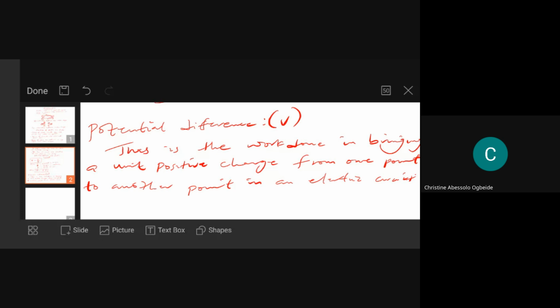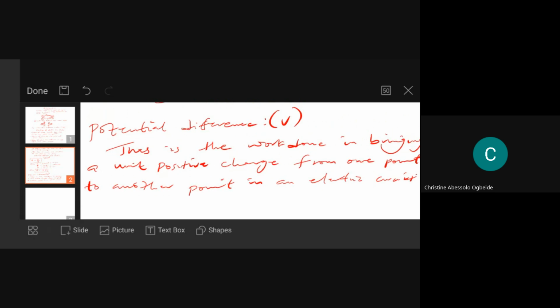Remember, every conductor has electrons. They have charges that are domiciled in it. These charges are there, but the charges are not in motion. But anytime electrical energy is being supplied, the charges are set in motion. Of course, when we say work done, work is said to be done anytime an object or a particle moves from one point to another. So if electrical energy is being supplied to the circuit or to the system, the charges begin to move. That work that is done in bringing one unit positive charge from one point to the other is called potential difference, and it's written with symbol V. And mathematically, we can actually calculate potential difference.